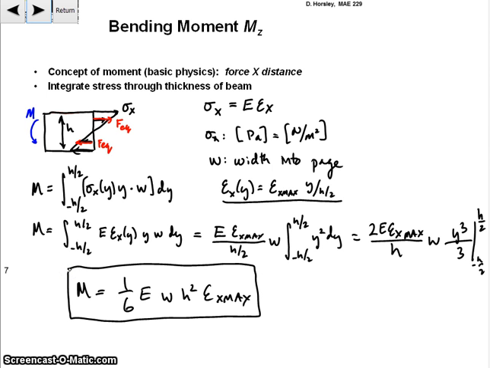So now I have an expression that relates the bending moment to the maximum strain. And the other parameters are in here. Well, there's the Young's modulus, then there's the width and the height of the beam. And now what I need to do is use a little bit more geometry to carry this further.